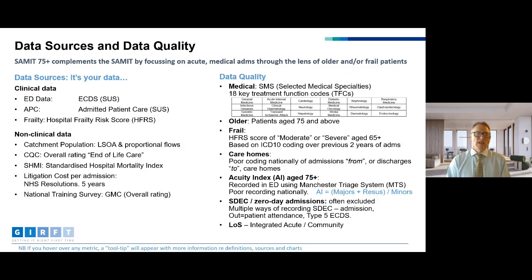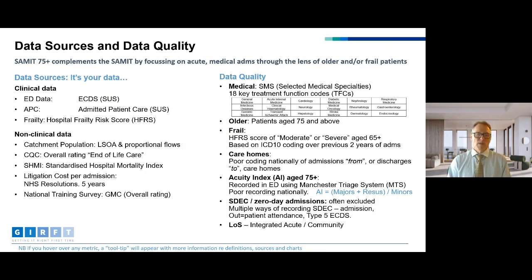The clinical data in terms of ED and admitted patient care data is from published SUS, and the frailty is from the Hospital Frailty Risk Score, which uses 100 or so ICD-10 codes. So it's reliant on the quality of the coding that goes into that, but it looks over the last 2 years of admissions. This was a paper published by Simon Conroy et al. that defined HFRS, and we've been using that in the SAMIT 75. Non-clinical data comes from a number of published sources.